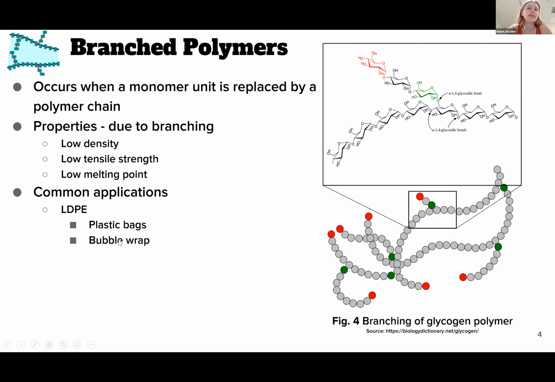So that's kind of when you think of a weaker plastic, or kind of when I think of a weaker plastic, because it's going to have that lower tensile strength and density. So plastic bags and bubble wraps are examples of branched polymers.